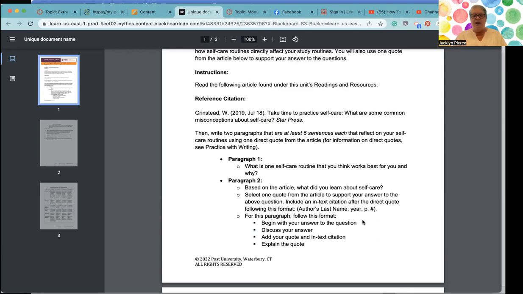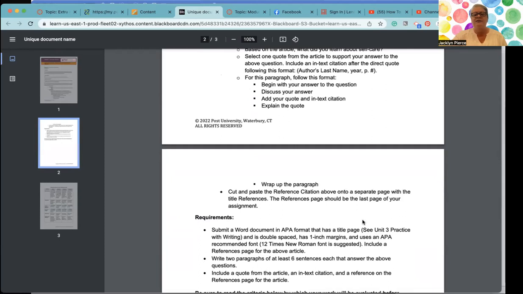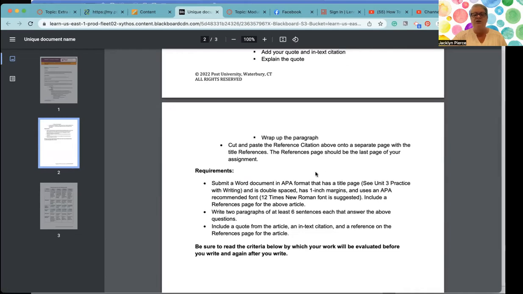and then a period, and then explain the quote. So at least another sentence or two about the quotation. Then wrap up the paragraph, one final sentence to kind of tie everything together. Then cut and paste the reference citation above onto a separate page with the title references. The references page should always be the last page of your assignment.